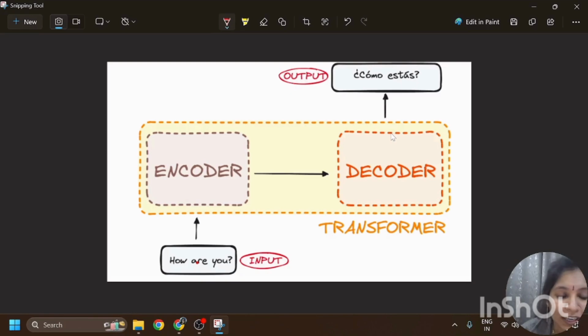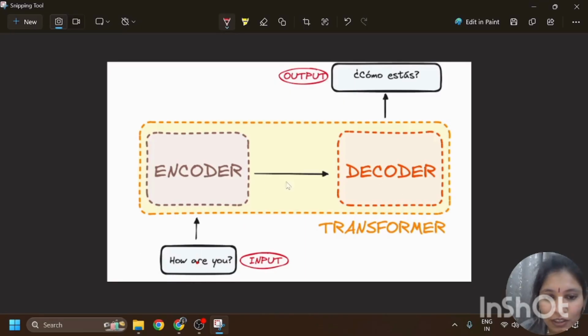Both the encoder and decoder are not a single layer or single block. They are stacks of multiple layers. The encoder has multiple layers, and the decoder also has multiple layers. Here you pass "how are you" as the input into the encoder, and the encoder will understand the input text, what you have in the input, that is "how are you".